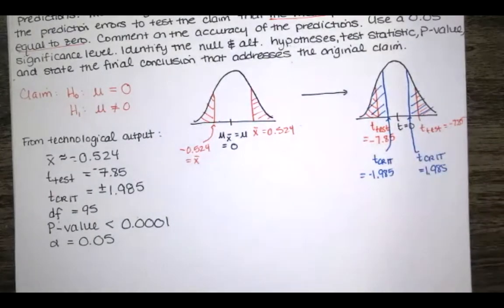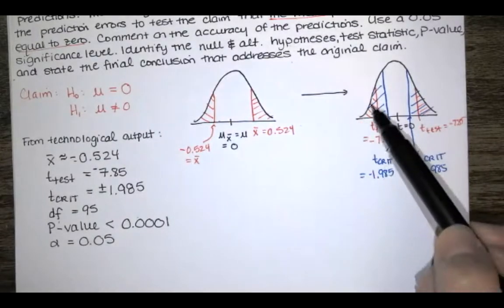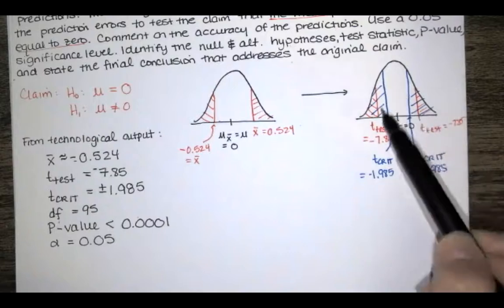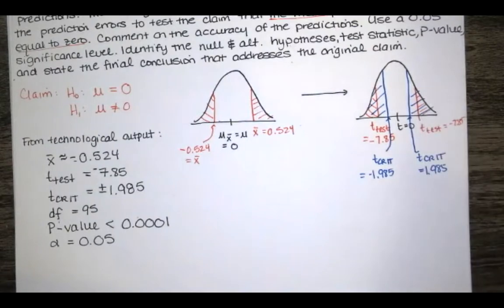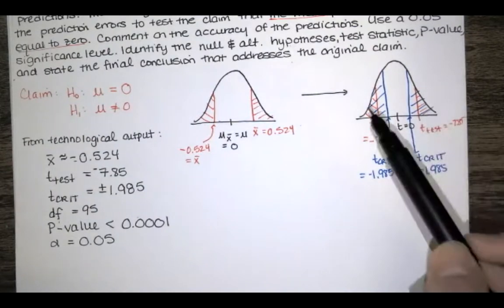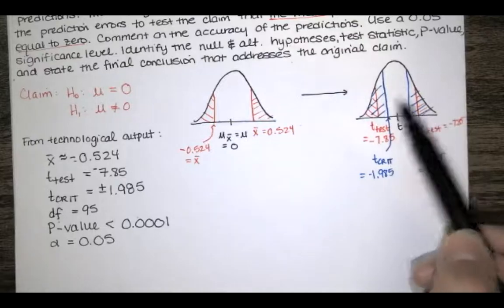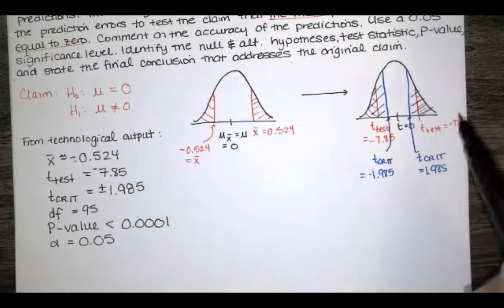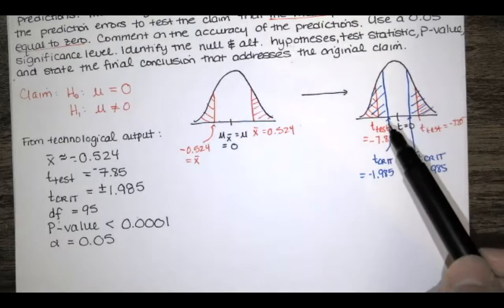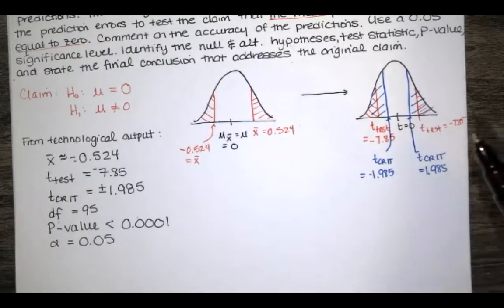Or we could do what we did here, where we compared the p-value, which is that probability, to that area alpha. And we said that since that area, the red area, is smaller than the blue area, which is alpha, then the corresponding test statistic is significantly low, and therefore we should reject the null hypothesis.